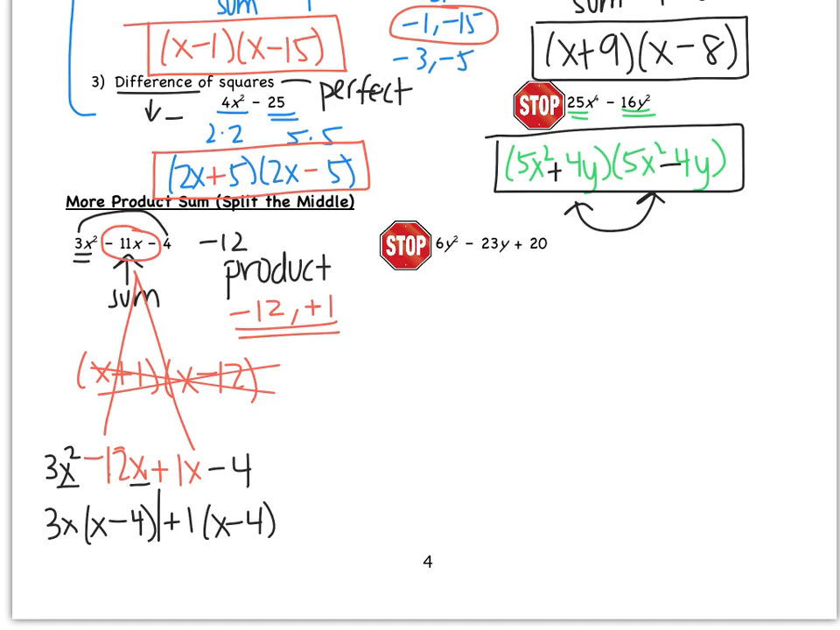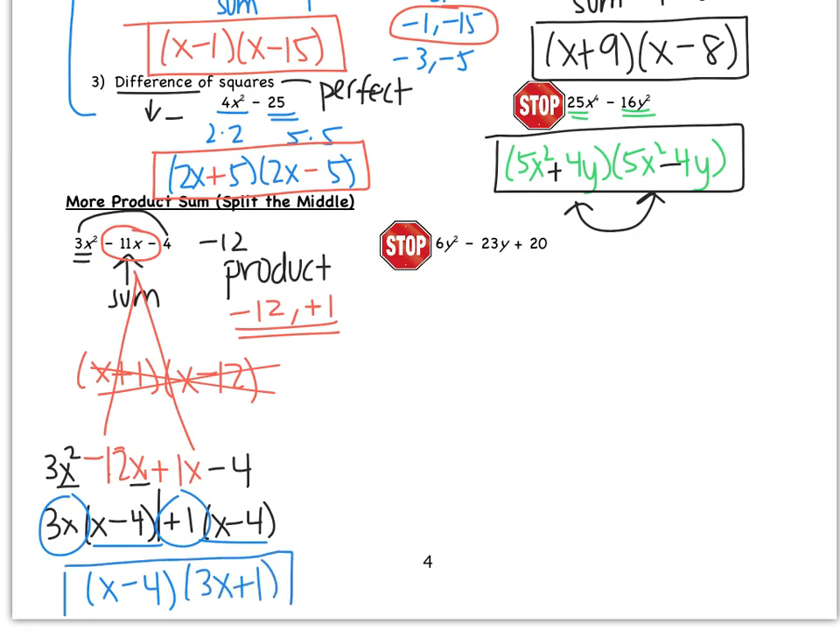Now, if I'm doing this correctly, my parentheses should be the same. That's my first term. The numbers out in front are my second term. So hopefully this rings a bell.